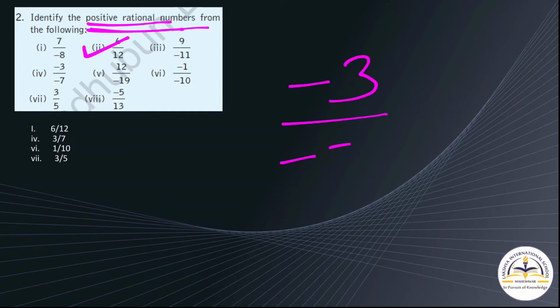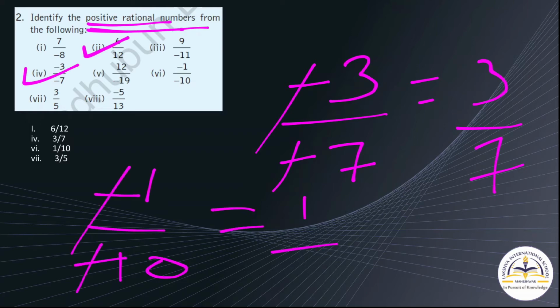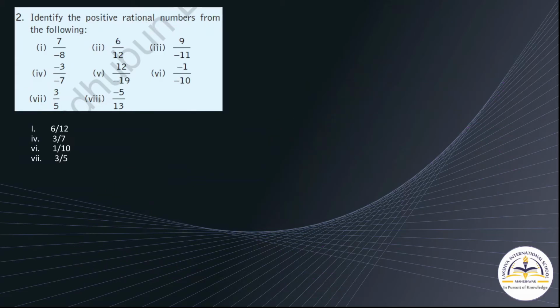How? The minus signs cancel, so the answer is 3 by 7. That's why 3 by 7 also. Then the 5th is not, the 6th is not, the minus sign is there. Okay, the 6th one is a positive rational number because minus 1 by minus 10, the minus signs cancel, gives 1 by 10. Okay, so this is a positive rational number, and 3 by 5 is also a positive rational number. So 4 numbers are there which are positive rational numbers.